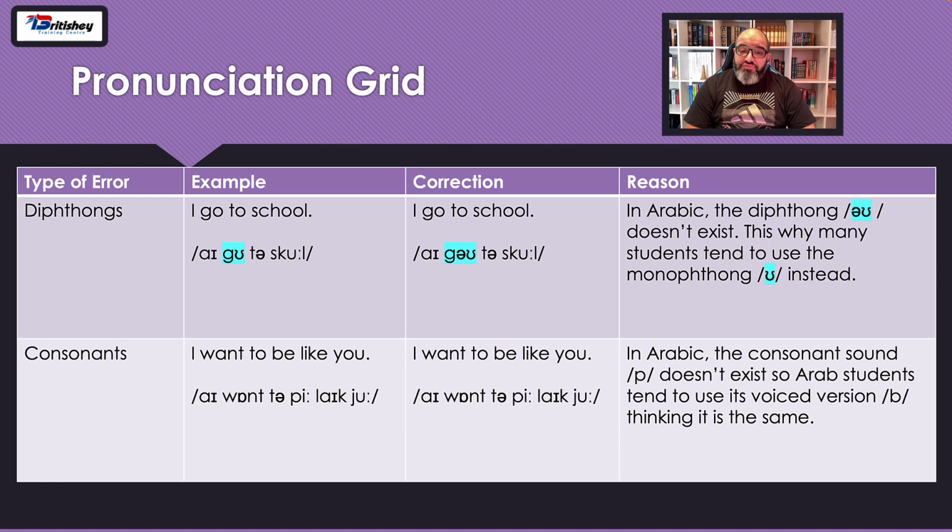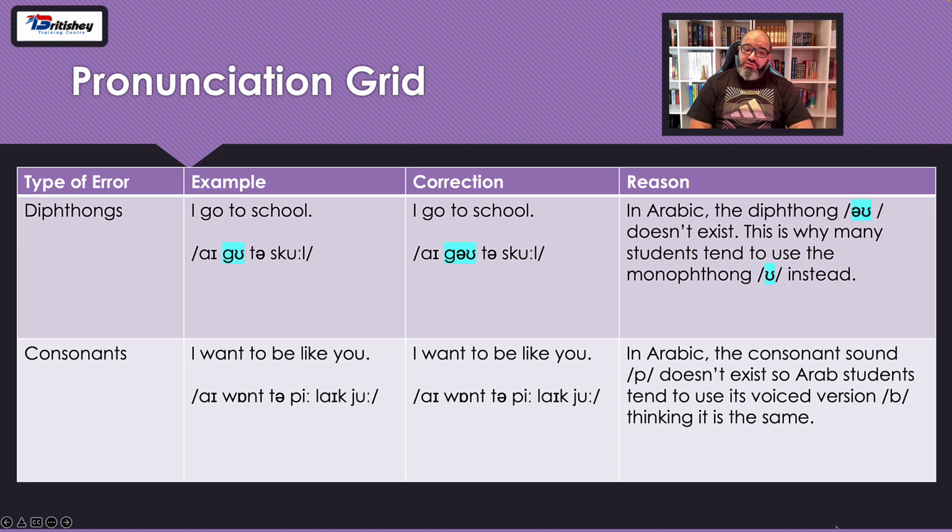Type of error, diphthongs. I go to school. That's a mistake. The correction, I go to school. Reason, in Arabic, the diphthong O doesn't exist. This is why many students tend to use the monophthong U instead. So instead of saying go, they say gu. That's something you can mention in the assignment.